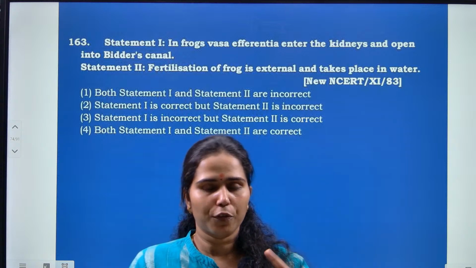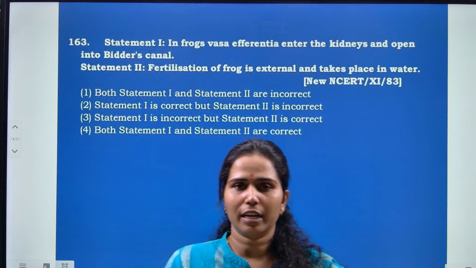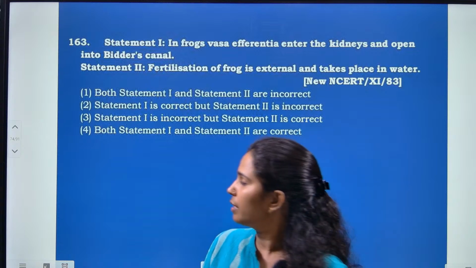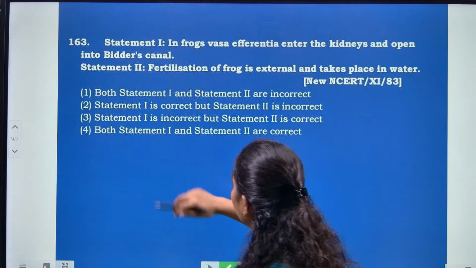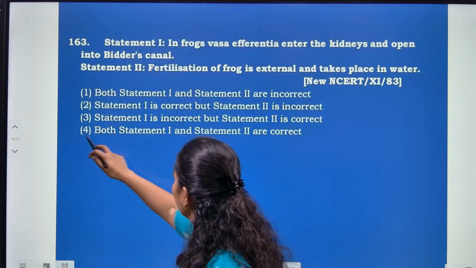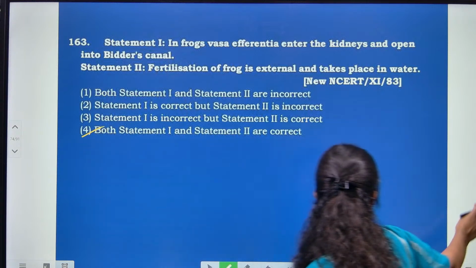So here in case of frog, external fertilization as well as indirect development. So both statement 1 and 2 are correct here.